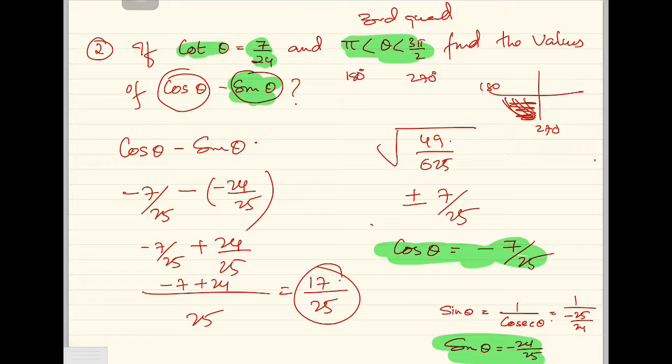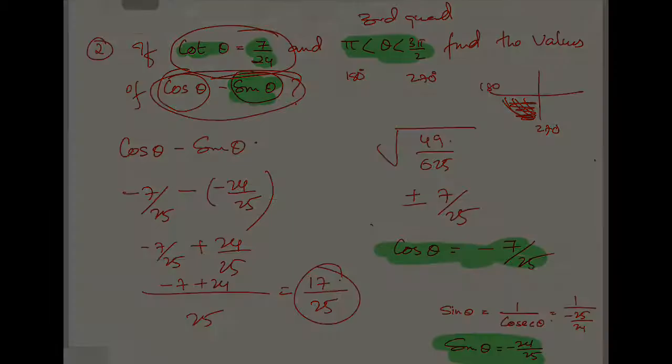Did you understand this? So how did I do this sum? I wanted the difference between cos theta and sin theta, but I had been given cot theta. So from cot I found cosec, from cosec sine, from sine cos, and then just put the value and subtracted it.